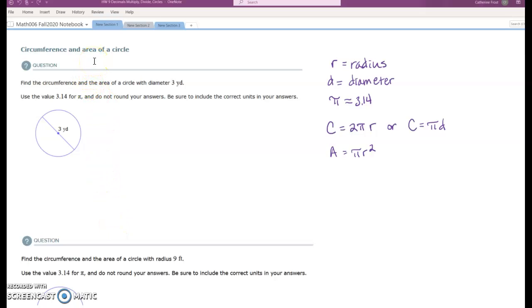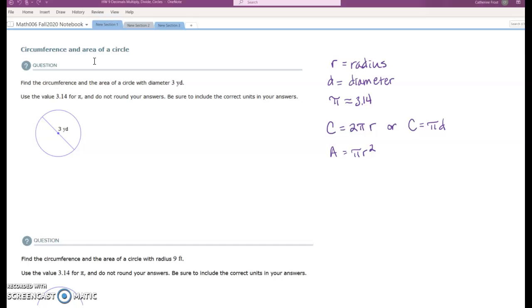Circumference and area of a circle. So the circumference formula and area formula look really similar. And there's kind of different ways you can think about circumference, or two different versions of the formula.